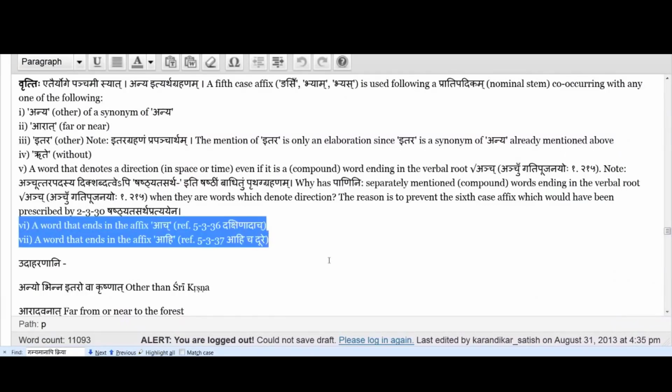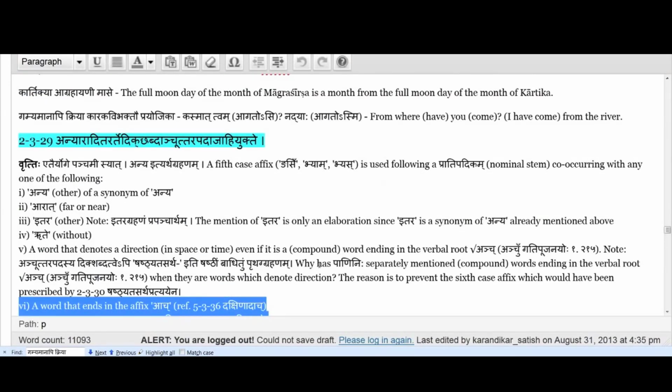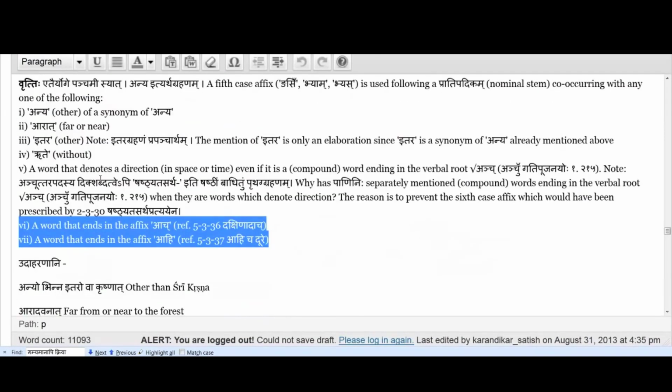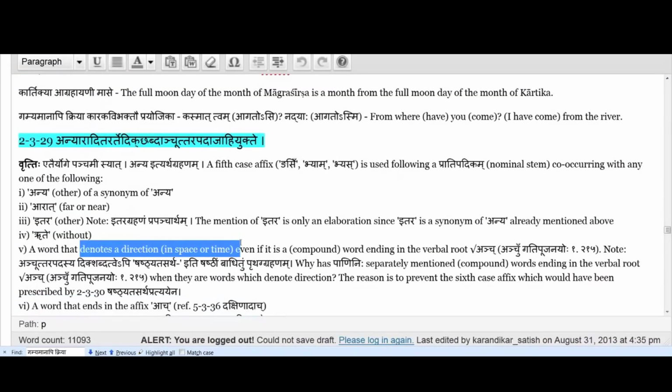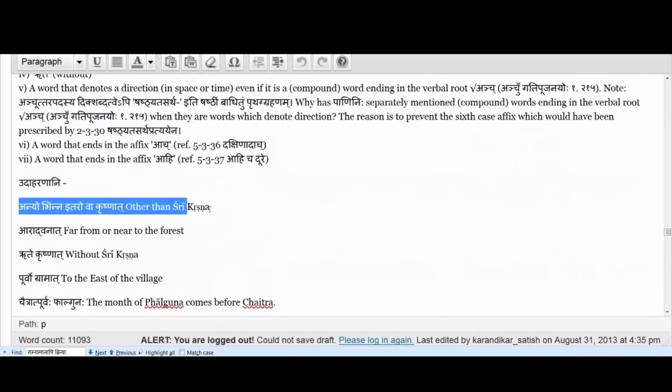According to some grammarians, this mention of ach and ahi may not be necessary here because they are also used in the sense of direction. So that being the case, they would already be covered by the mention of dikshabdaha. But anyway, Pāṇini has mentioned these two affixes in the sutram. So we'll take a couple of examples. Okay, looking at the examples now.